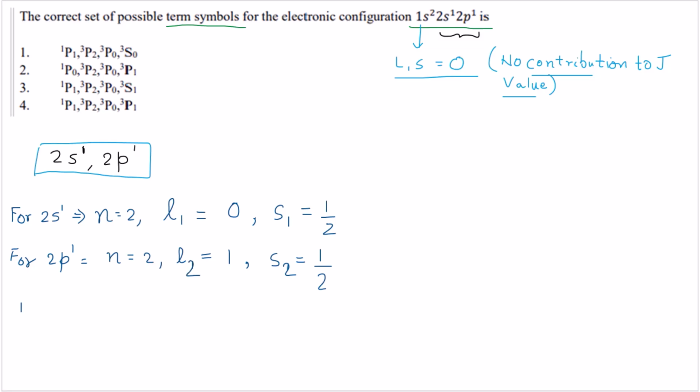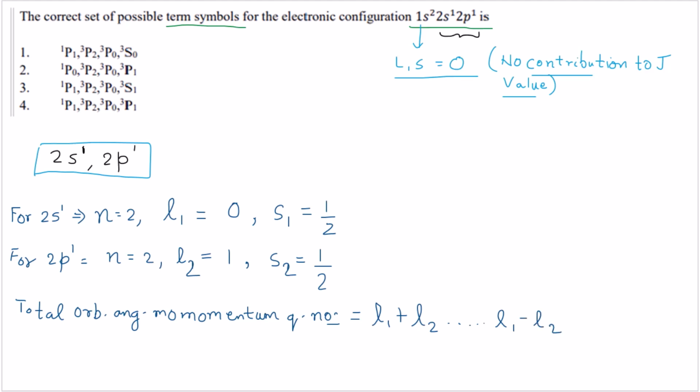Next we calculate the total orbital angular momentum quantum number, and this we know is the summation of the azimuthal quantum numbers L1 plus L2. We have two azimuthal quantum numbers here. So the total orbital angular momentum quantum number, indicated by capital L, becomes L1 plus L2 to L1 minus L2. So L1 is 0 and L2 is 1. So 0 plus 1 to 0 minus 1. That is equal to only one value we have, 1.